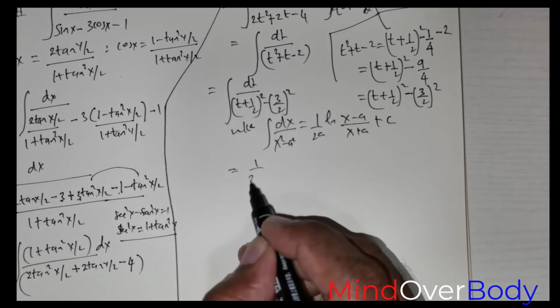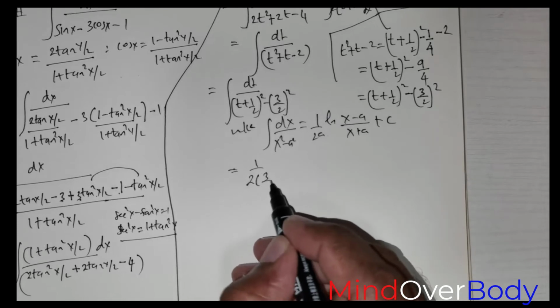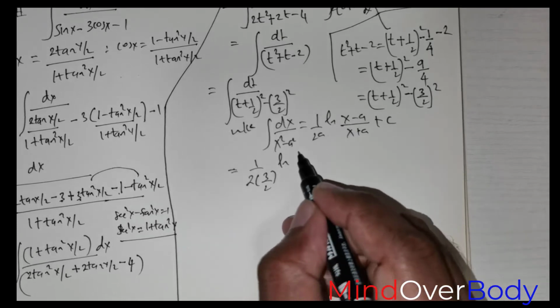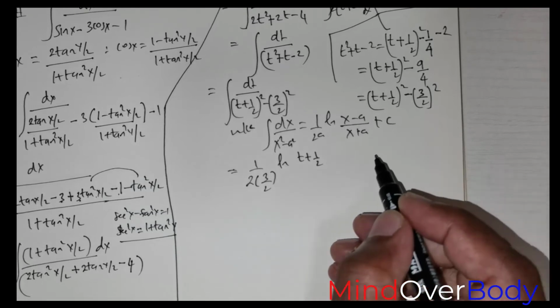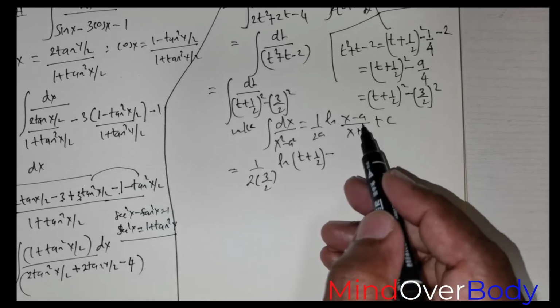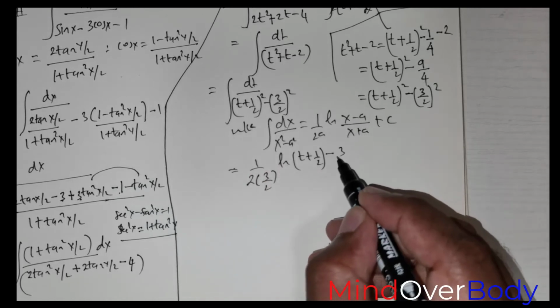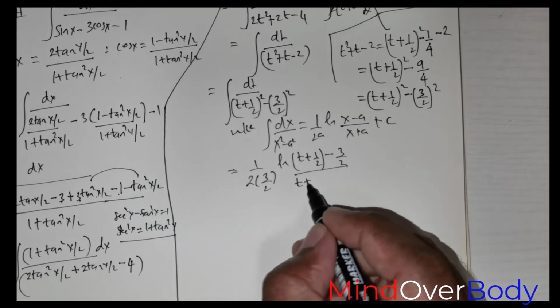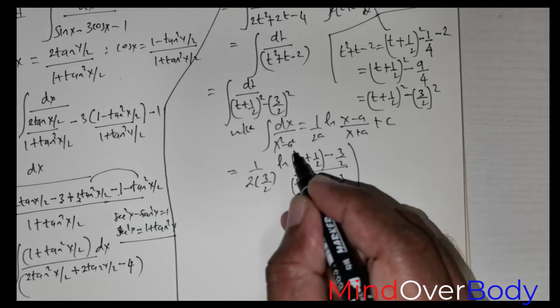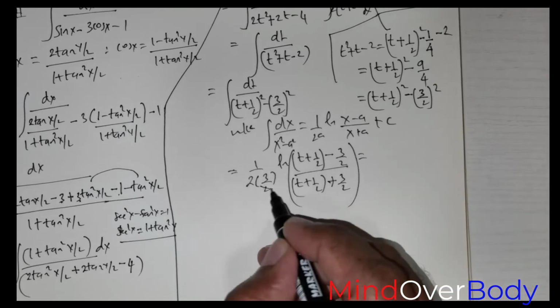So it's going to be 1 over 2 times my a, which is 3 over 2, times ln of my x, which is t plus 1 over 2 minus, this is my x, minus my a, which is 3 over 2, divided by t plus 1 over 2 plus 3 over 2. So I'm not placing the arbitrary constant as yet.